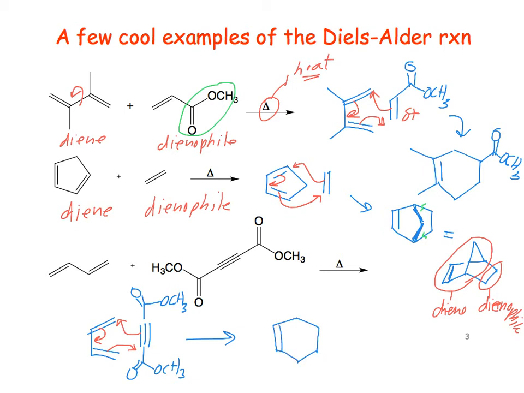Double bond over here. What's different about this one compared to the other ones we've done so far in the product? Yeah, there's going to be another double bond in the ring, right? Because the alkyne, only one of its pi bonds reacts. And so we end up with a cyclohexadiene like this.